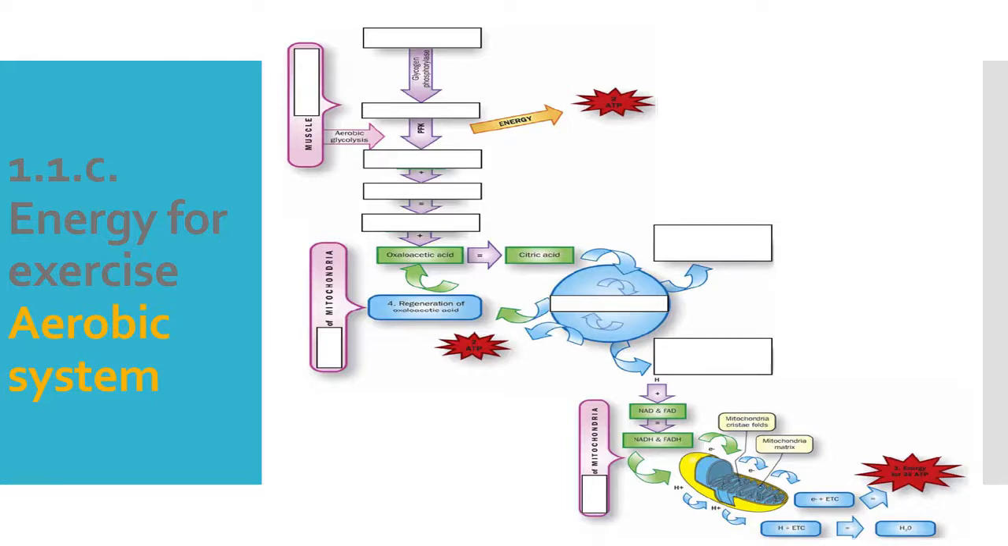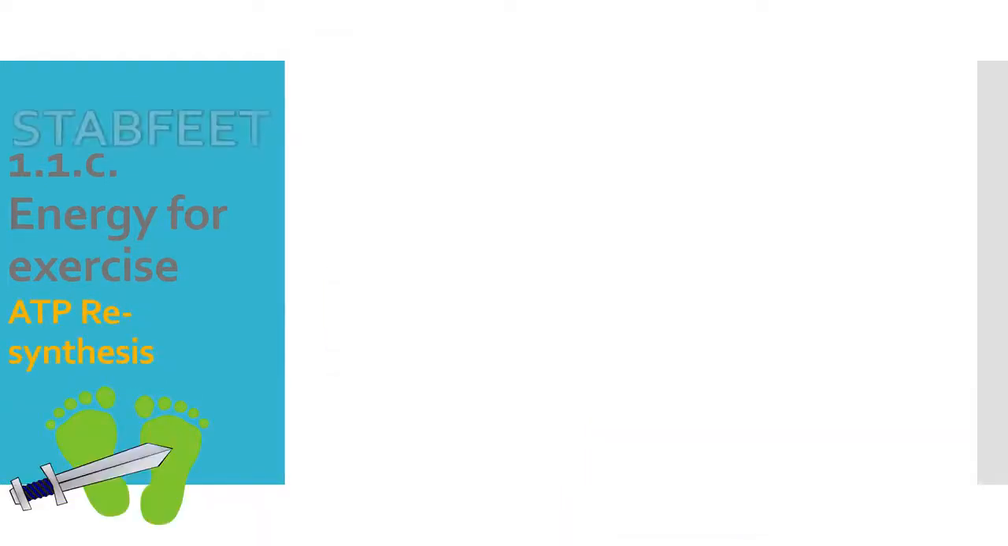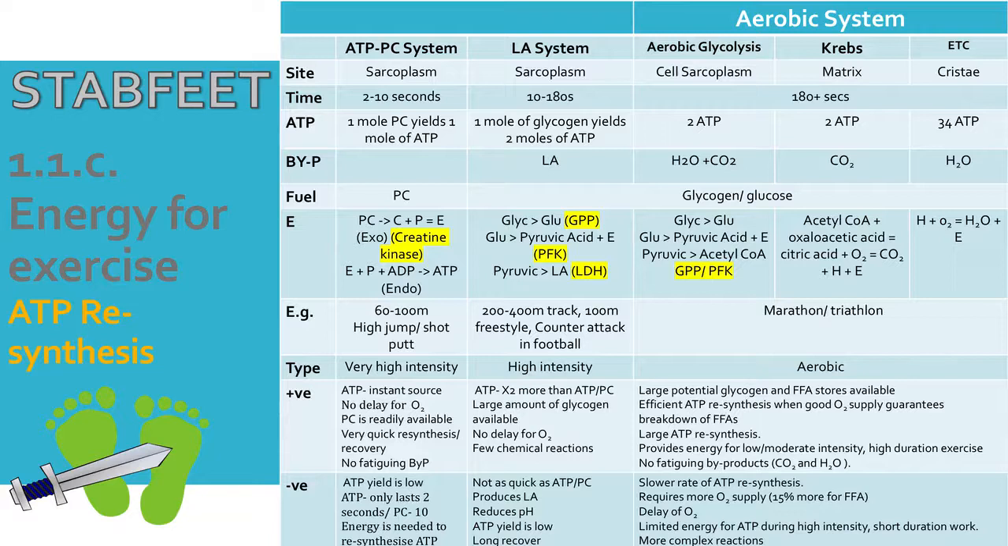Okay, let's have a little look at your table, see how you got on. I might have a few more advantages and disadvantages there, but I think I got most of them. So sport and examples then, ATP-PC, you're just thinking about anything explosive. So high jump, javelin, shot put, long jump, slam dunk in basketball, strike in football, drive in golf, serve in tennis.